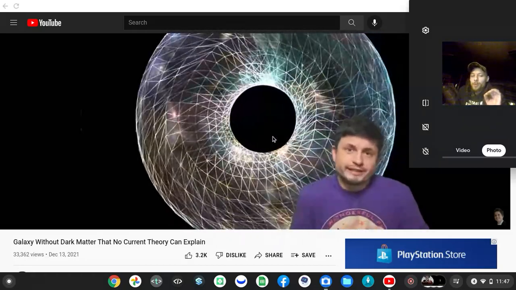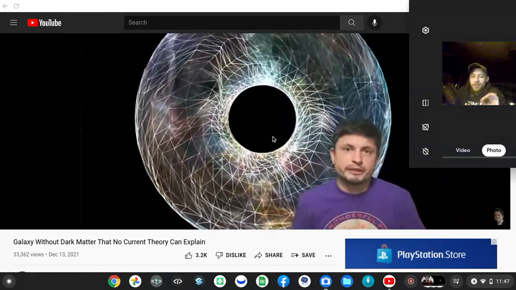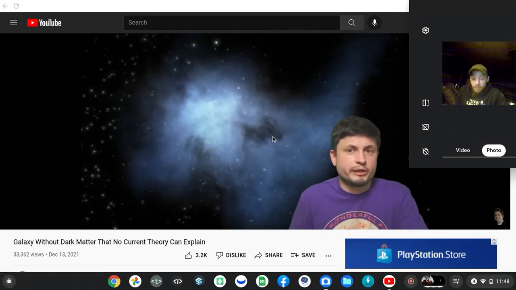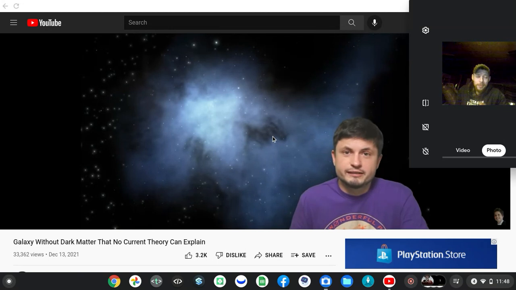So for now, we're going to make an assumption that dark matter, whatever it is, explains this phenomenon. The galactic rotation curves seem to be real.